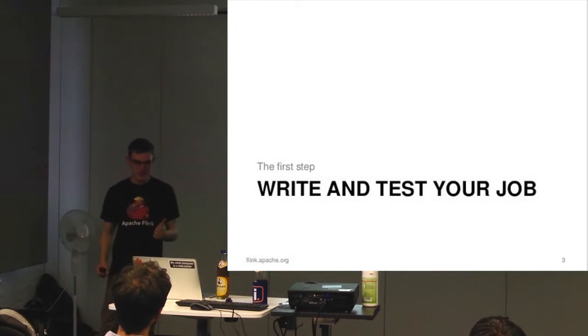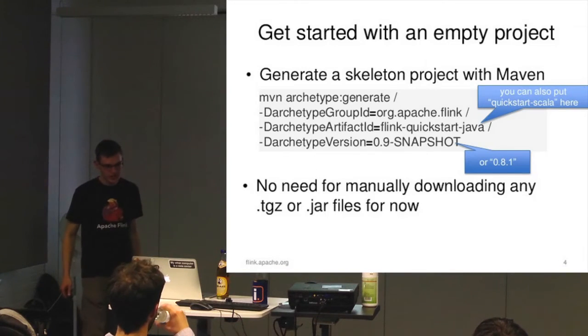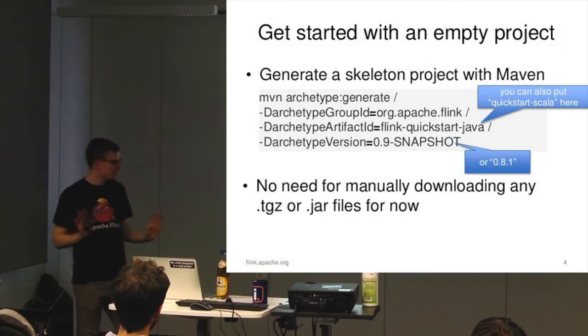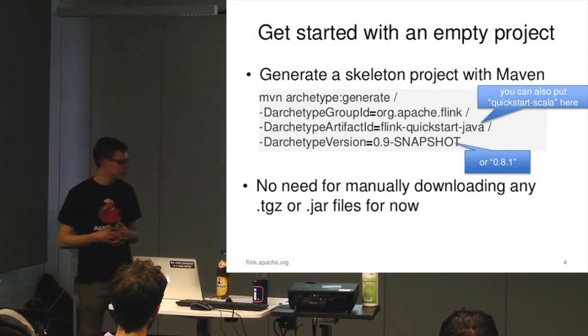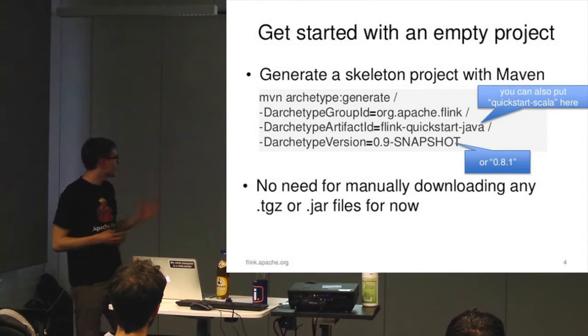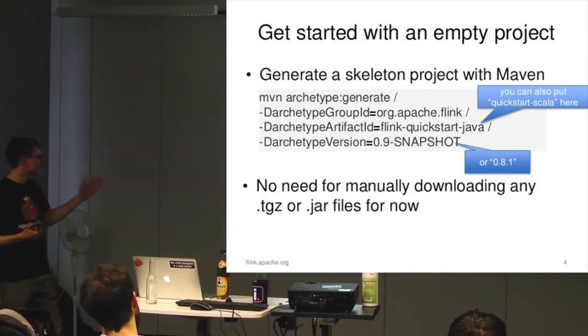So the first step when you want to start to use Flink is that you write and test your application locally. To do that, you start ideally with an empty project generated by Maven. Flink is using Maven. You can also use SBT or other tools, but Maven is the thing that we are using and that we understand. So if you have questions about Maven, we can help you.